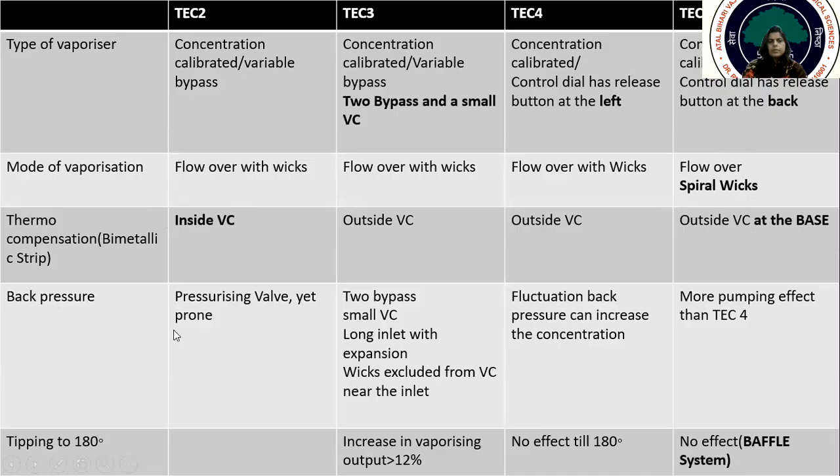Now about back pressure. Pressurizing valve was installed in Tec 2, yet it was prone to the back pressure effects. What they did in Tec 3 vaporizer, two bypass chambers, a small vaporizing chamber was used with a long inlet with expansion, and wicks were excluded from the vaporizing chamber near the inlet to reduce the back pressure effect, which will include both pumping and pressurizing effect. In Tec 4, the fluctuation back pressure can increase the concentration.